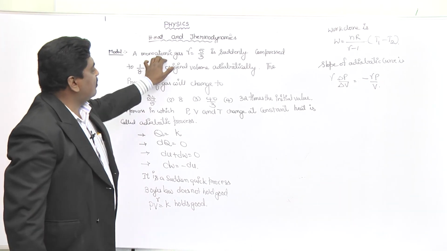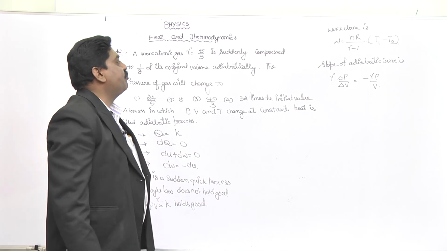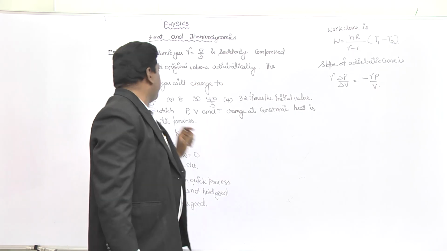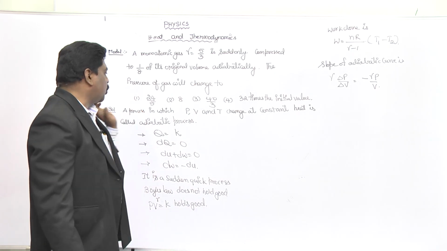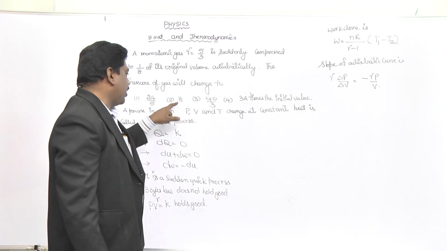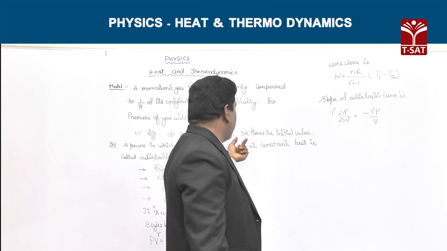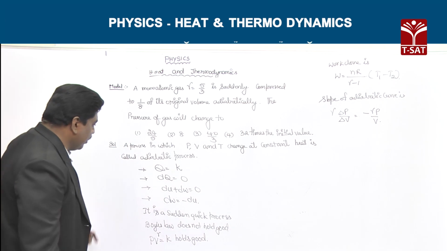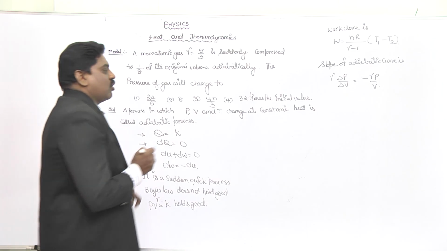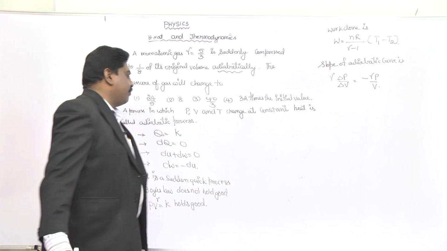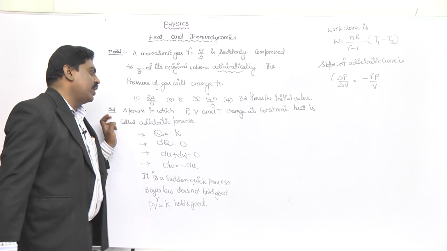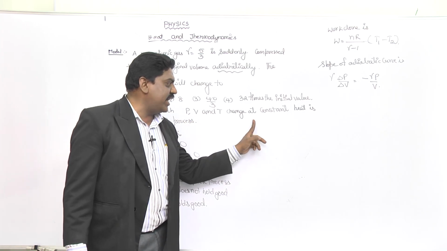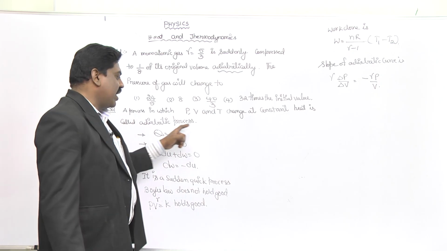Now let us take another model here. A monoatomic gas having gamma equal to 5/3 is suddenly compressed to 1/8 of its original volume adiabatically. The pressure of gas will change to, options given are 24/5, 8, 40/3 and the last option is 32 times the initial value. In the problem, we come across a word called adiabatically. It means adiabatic process. It is a process in which pressure, volume and temperature change with no heat exchange, and it is called an adiabatic process.